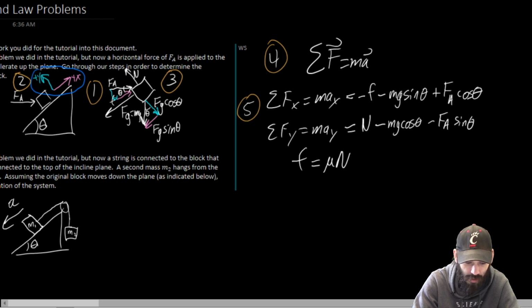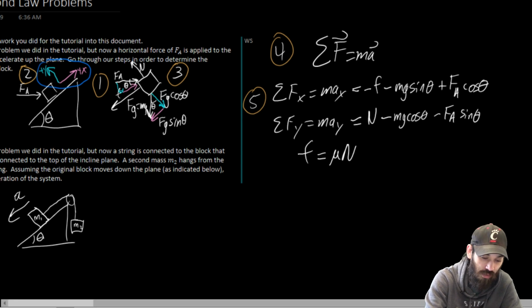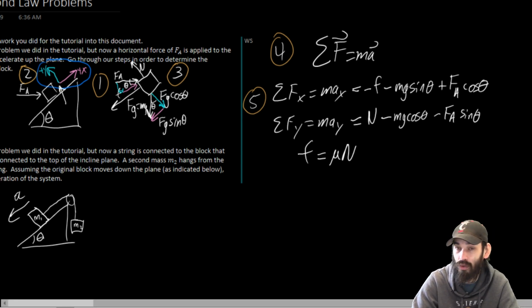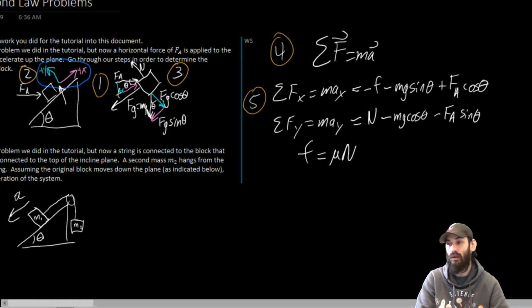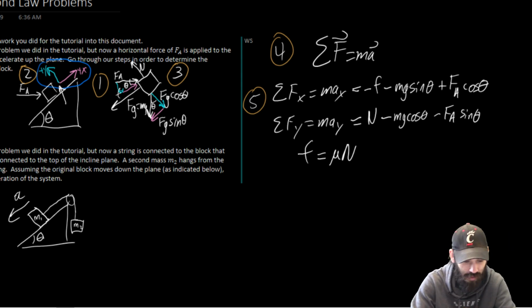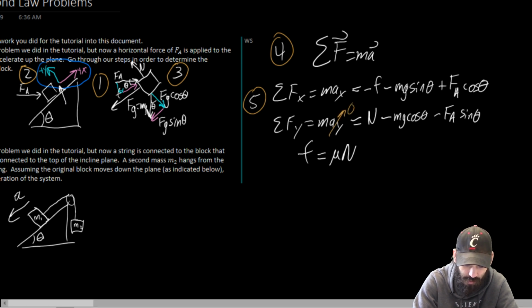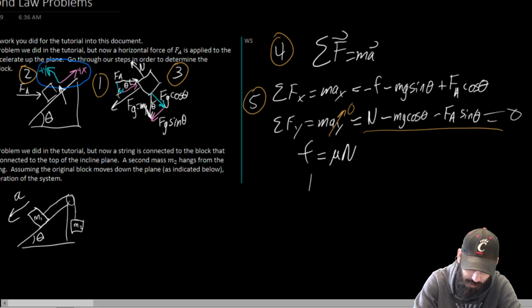We also know that our acceleration in the y direction is going to be 0, because look at the way we're defining the y direction, right? The y direction is going to be perpendicular to this plane. And the object doesn't leave the plane, it doesn't crash through the plane, so that tells us that this is equal to 0. What that allows us to do from this equation is solve for the normal force. So the normal force is going to be equal to mg times cosine of theta plus Fa times sine of theta.